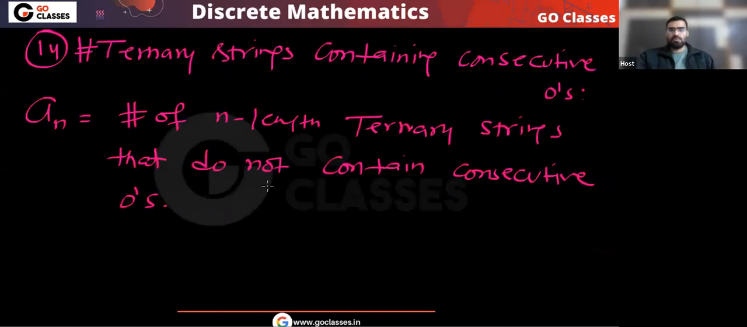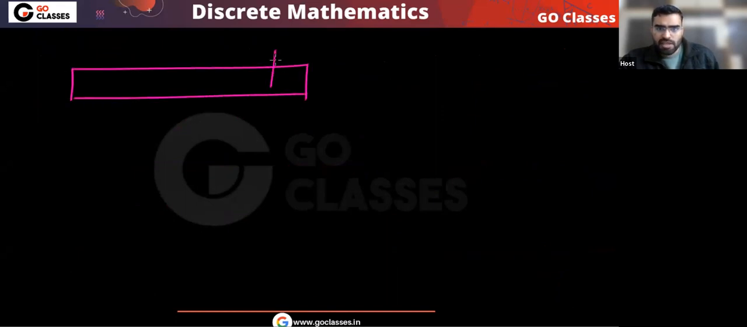So what is the answer now? It must have consecutive zero. Our focus should be on having consecutive zero. Okay, so let me try. The question is very simple. First of all, if the last bit is zero, then what should happen?